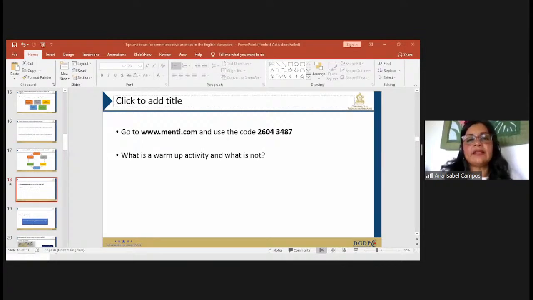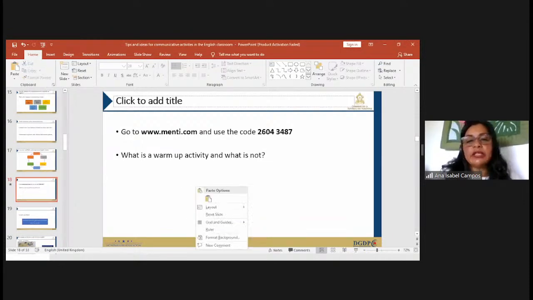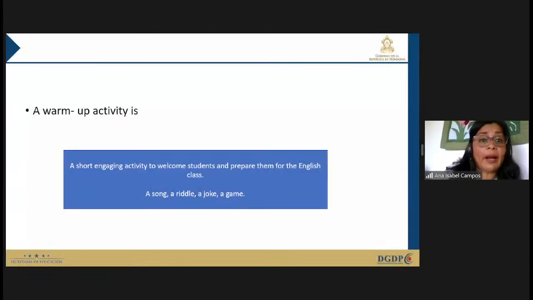So it's the same when we teach. It's exactly the same when we teach. The warm-up cannot be something that takes 20 minutes. So if it's something that takes 20 minutes, it's not a warm-up anymore. Okay? So we need to make sure that we are using the warm-up as it is. So it's a short, engaging activity to welcome students and prepare them for the English class.